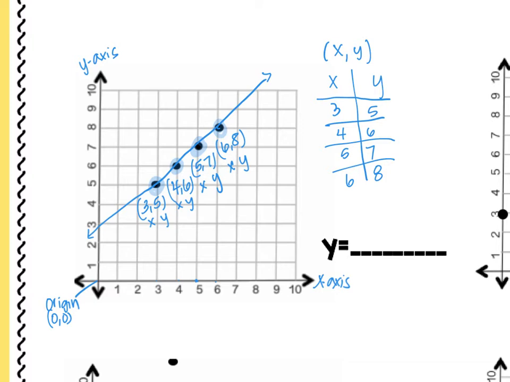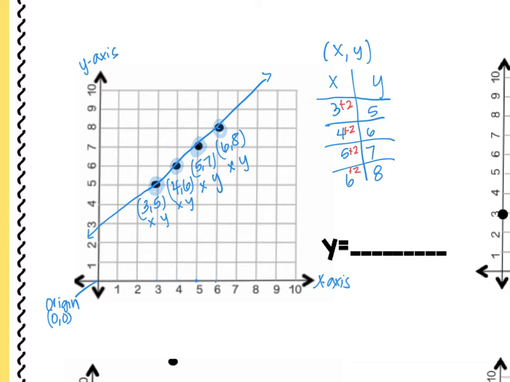Yes, that's 3 plus 2 equals 5. Okay, that worked for that one. So let's check the next pair. If plus 2 is your pattern for your first ordered pair, it has to be the pattern for the rest of the ordered pairs. So 4 plus 2 equals 6. That worked. 5 plus 2 equals 7. That works. 6 plus 2 equals 8. And that works as well.